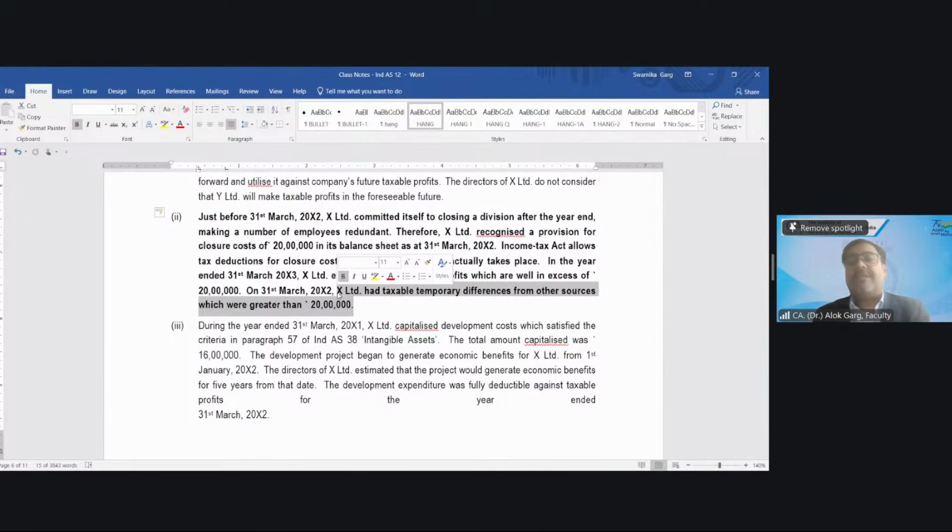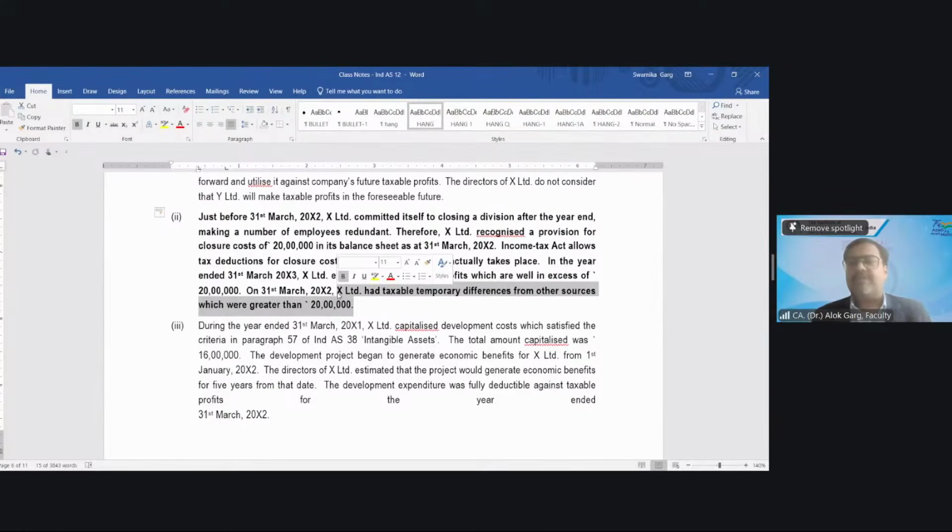So what is my DTL? 30 lakh multiplied by 20%, 6 lakh. I'm just assuming a number of 30 lakh. What is my DTA? My DTA is 4 lakh. So on 31st March 2002, your deferred tax liability is on temporary differences of more than 20 lakh. I'm assuming hypothetically a number of 30 lakh. If my temporary difference is 30 lakh, what is my DTL?